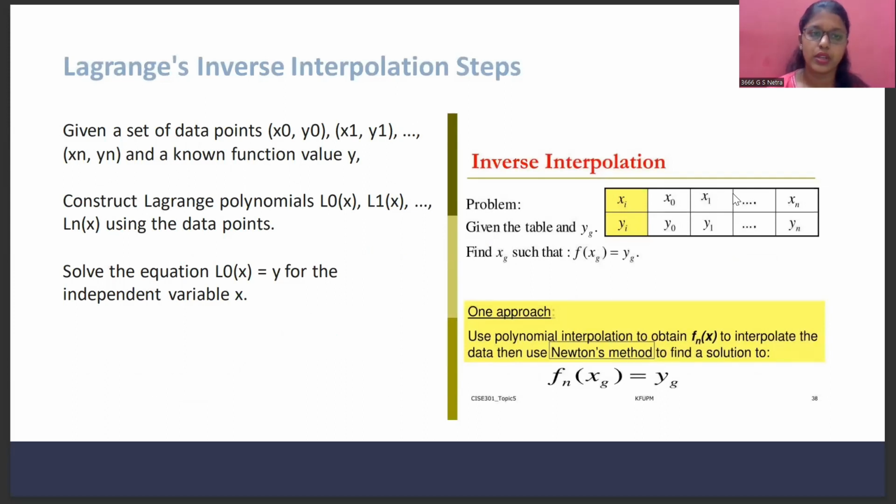Given a set of points x0, y0, x1, y1, and so on to xn, yn, and a known function value y, construct Lagrange's polynomials L0(x), L1(x), and so on to Ln(x) using the data points. Solve the equation L0(x) equals y for the independent variable x.